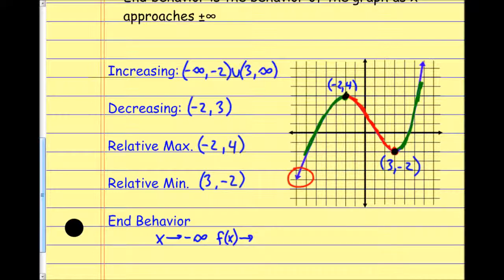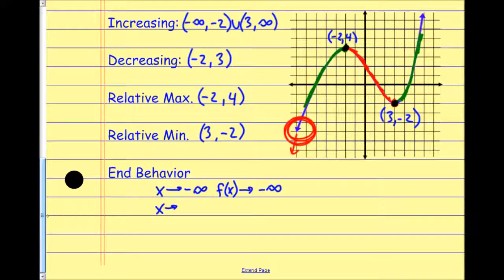And so I look at this end. I say, okay, as I go to the left, which is this end right here, the arrow is pointing down, which means I'm going to go down forever, which for my y values would be a -infinity. And that's it. I look at the arrow on the end. And then to the right, I look at the other end of this thing, because again, it's end behavior, so I look at each end.